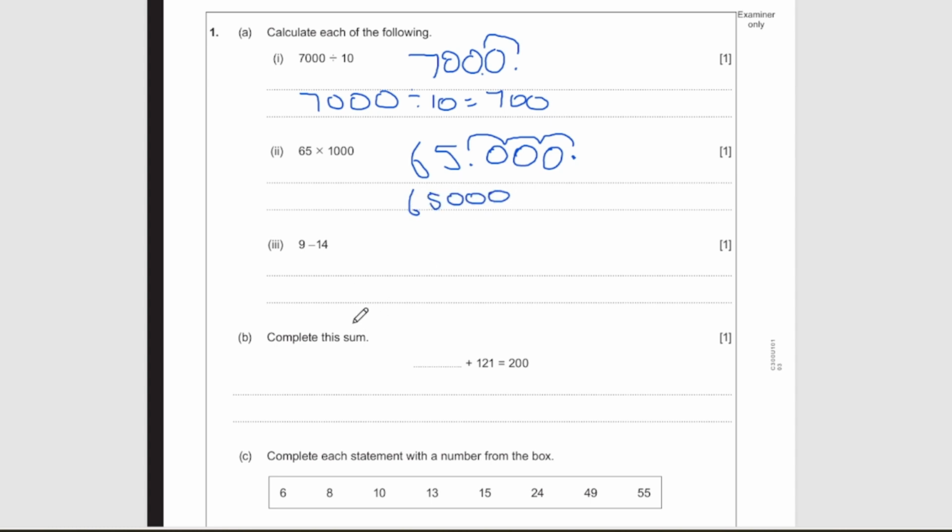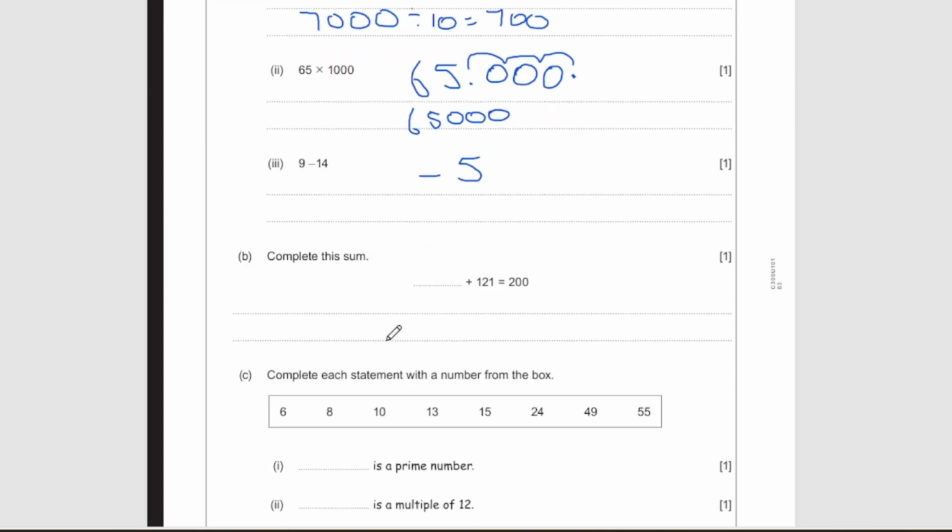65,000. 9 minus 14. So if you imagine a number line, we're counting backwards. So we're going left on that number line. We end up at negative 5. Negative 5.